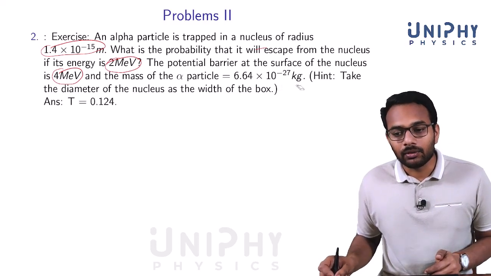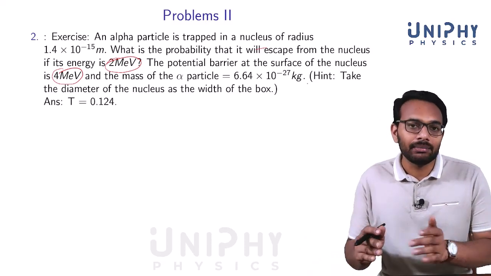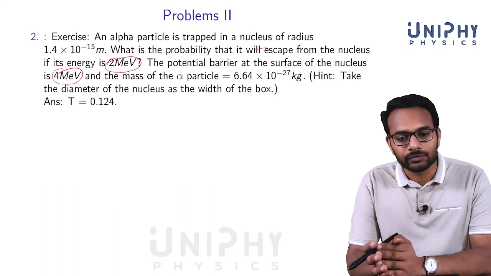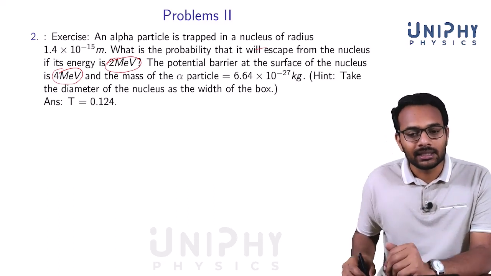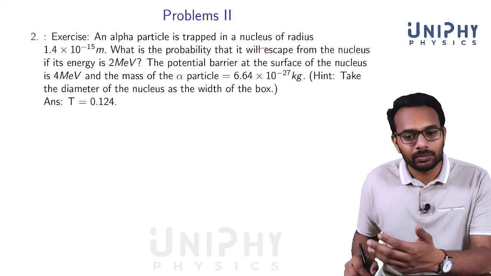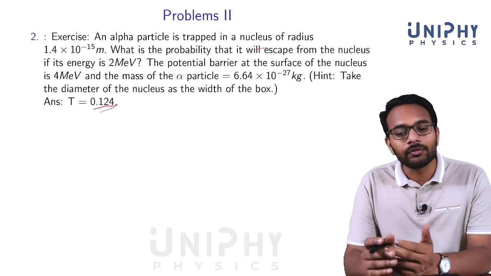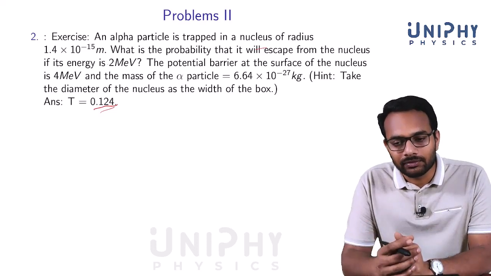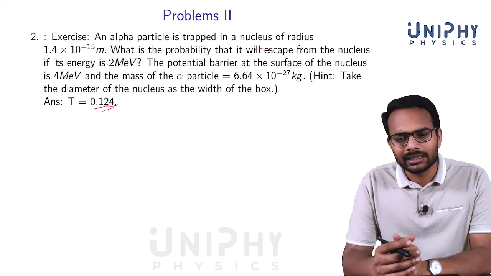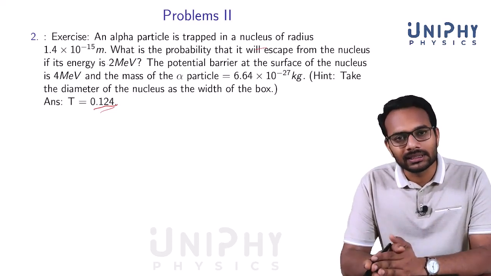It's important that you remember the width of the potential barrier is taken to be the diameter of the nucleus. So it will be twice 1.4 into 10 raised to minus 15 meter. Please do the calculation and see if you get this answer. If I am wrong with this answer, you will find out by calculating. I think that's the kind of problems that we expect from the tunneling part. We won't spend much time on this.